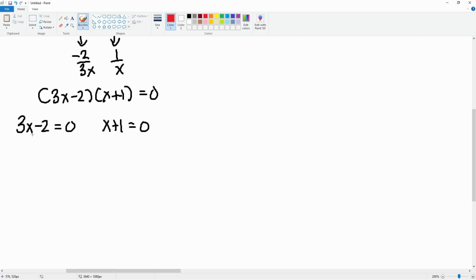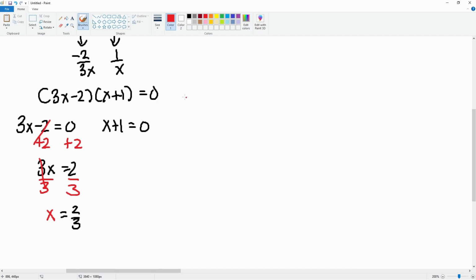We can solve this traditionally, so we're going to add 2 to both sides. The left-hand side does cancel, leaving you with 3x is equal to 2. Here, we now divide by the 3 on both sides, so this cancels because 3 over 3 is 1, leaving you with x is equal to 2/3. That is the first solution.